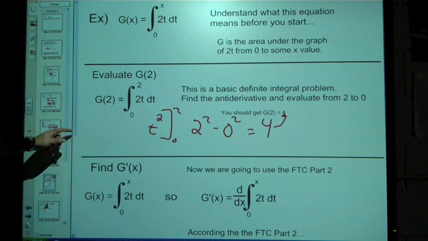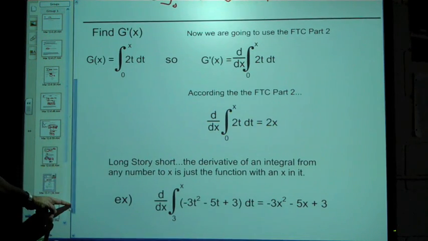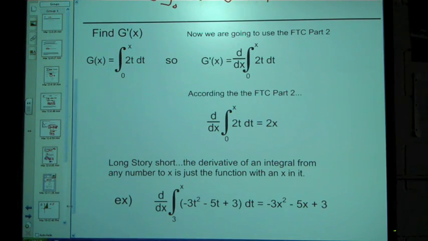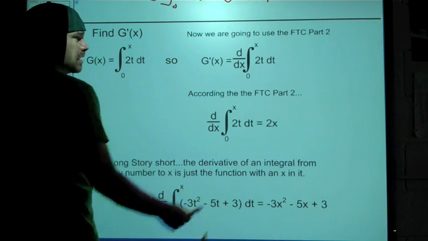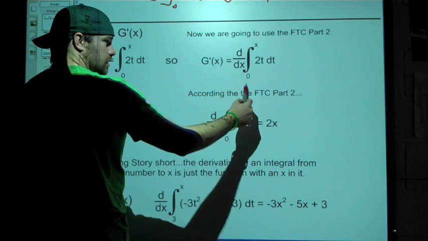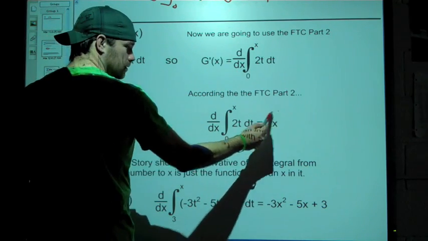Alright, next, looking at the derivative. If I want to know what g prime is, so I'm just finding the derivative of this. Basic one, from number to x. That means the derivative of this is going to be just plug in x. 2x.